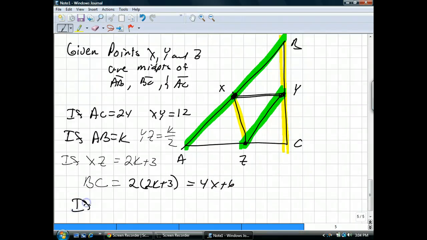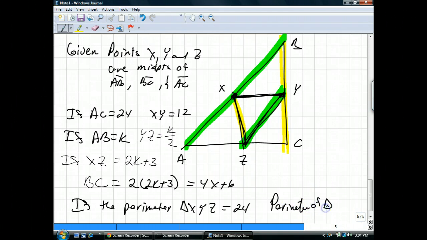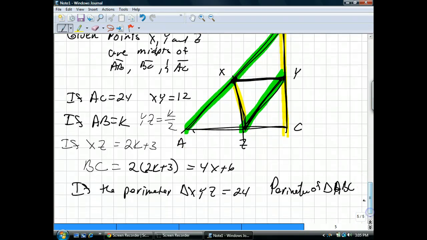Then if the perimeter of triangle XYZ equals 24. Okay, so all the way around this one, if I add those all up, it equals 24. Then the perimeter of triangle ABC, ABC has to be what? Well, each of the sides opposite are twice as long. So that means the perimeter has to be twice as much. So it has to be 48.